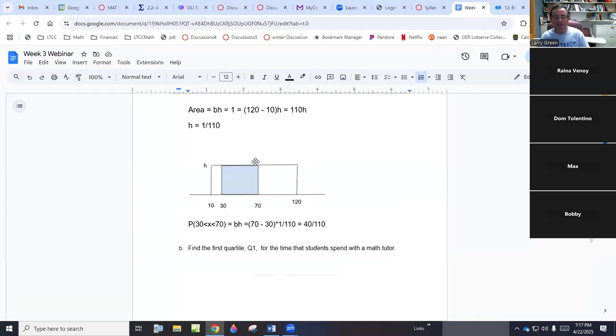But they spend exactly 25 minutes, it goes from what to what? 25 to 25. What is the width or the base of the rectangle if it starts at 25 and it ends at 25? What is that base? How far is it from 25 to 25? It's 0.